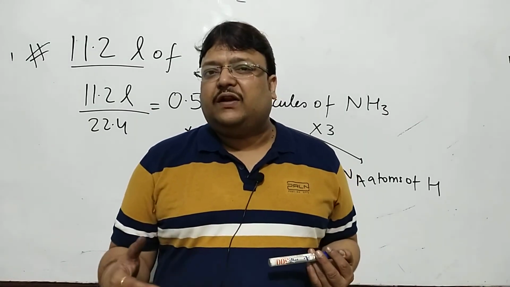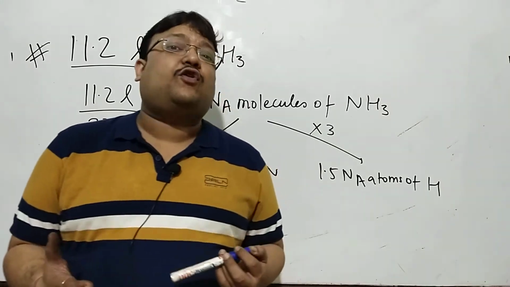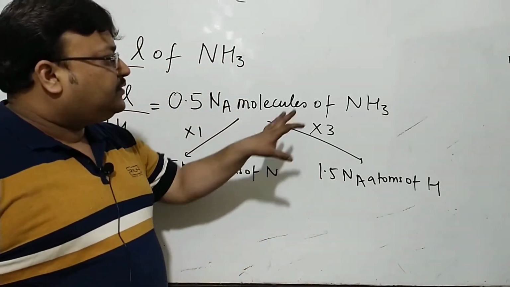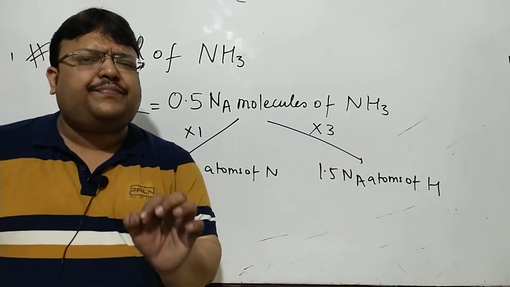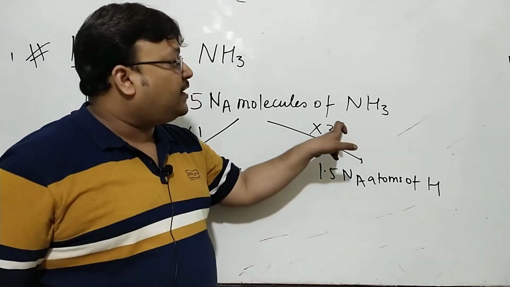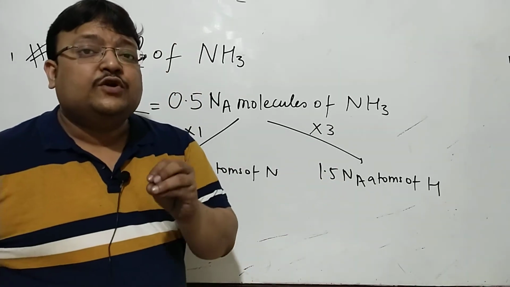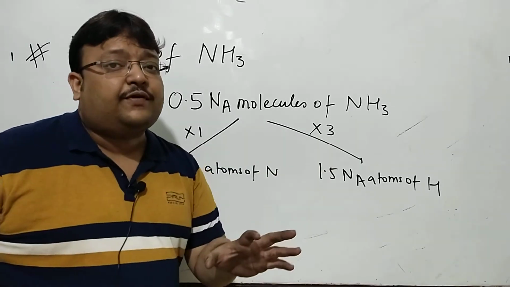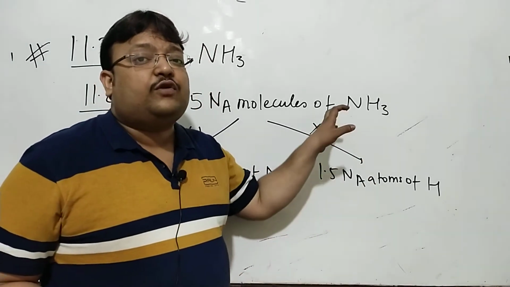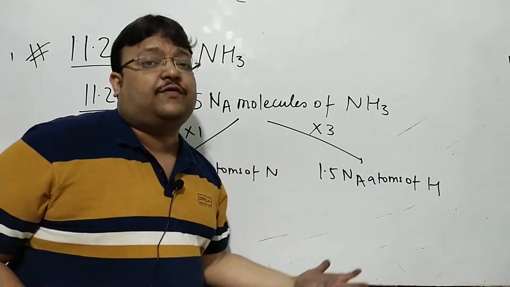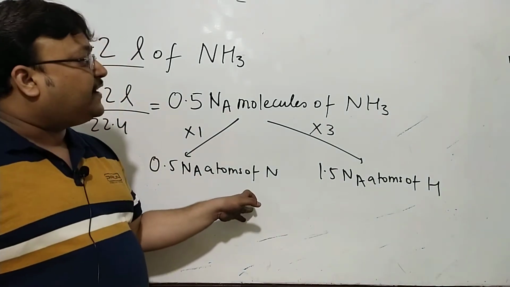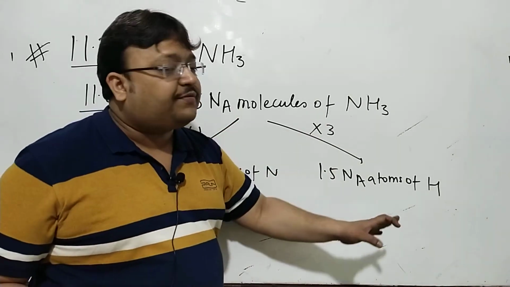So, even if it's a heteroatomic molecule, containing 2 or more types of atoms in a molecule, this is how we approach it. Simple as it looks: in ammonia, one molecule contains 1 atom of nitrogen, so 5 molecules will contain 5 atoms of nitrogen. One molecule contains 3 atoms of hydrogen, so 5 molecules will contain 5 into 3, 15 atoms of hydrogen. So the number of molecules into 1 is the number of atoms of nitrogen, and into 3 is the number of atoms of hydrogen.